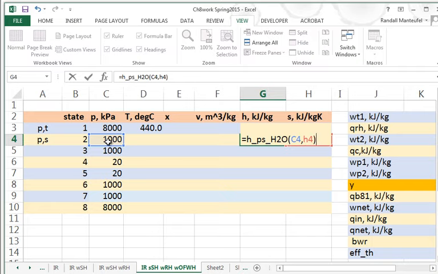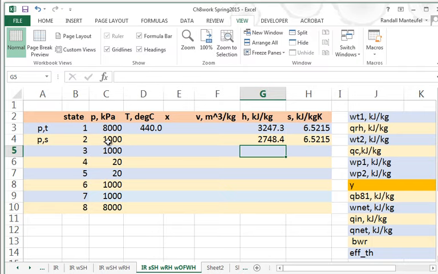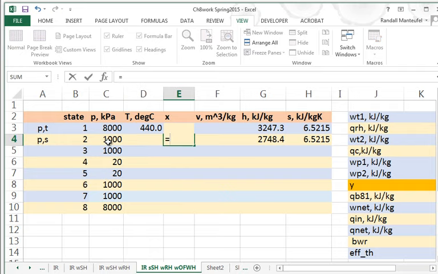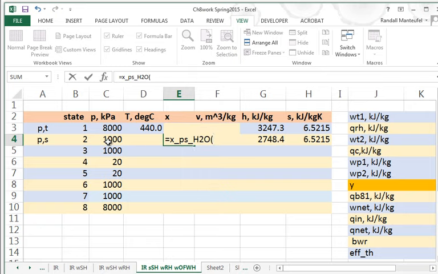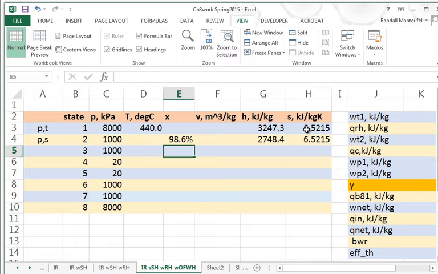And there it is. There I have enthalpy evaluated as a function of pressure and entropy. Let's continue on. I know I could get the temperature there and I could get the quality. Let's see if the quality comes up. Quality as a function of pressure, entropy for water, pressure, comma, entropy, close paren. It is slightly in the two-phase region. It's 98.6% quality. Okay?